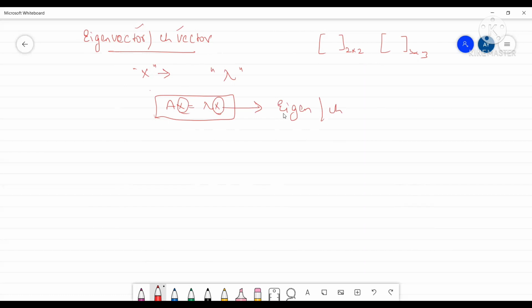And the scalar, what is the scalar? This lambda is a scalar. This scalar is called the eigenroot. Remember that the scalar is a root. It is known as the eigenroot.